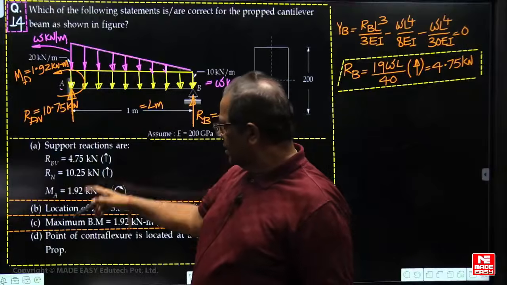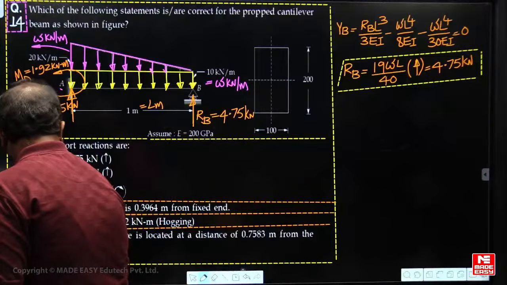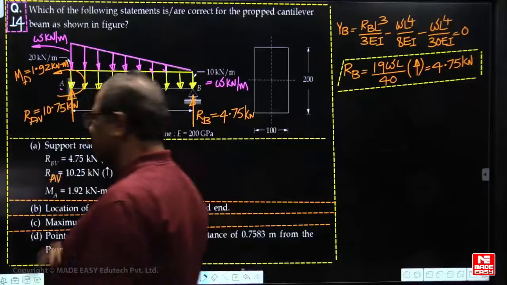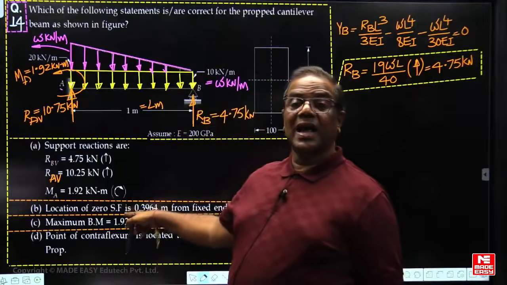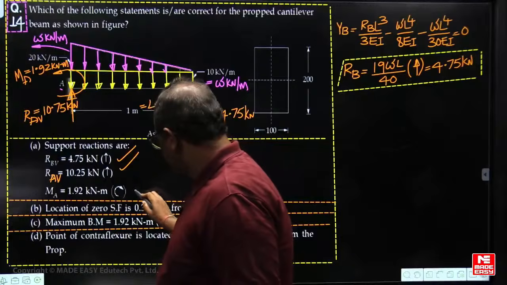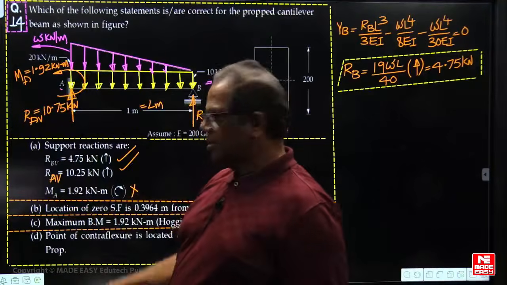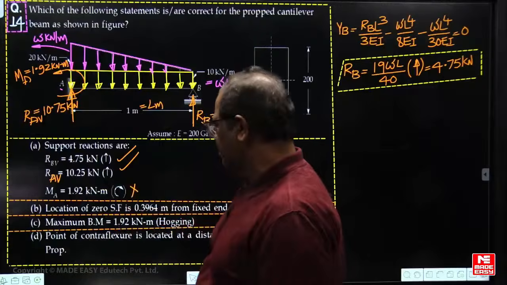RBV is correct. This is RAV. RAV is also correct. But the moment reaction direction is wrong. This is correct, but its direction is wrong. We are getting anti-clockwise, but it's given as clockwise. So this reaction is incorrect now.